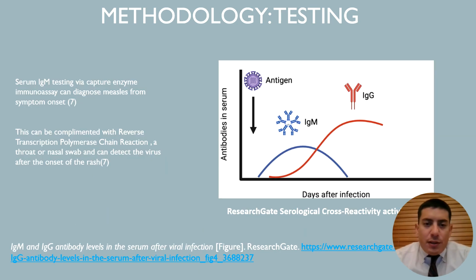There are two ways we can do that. We can use serum IgM testing, which can capture enzyme immunoassays to diagnose from symptom onset. And we can also do reverse transcription polymerase chain reaction, which entails a throat or nasal swab and can detect the virus after the onset of the rash.